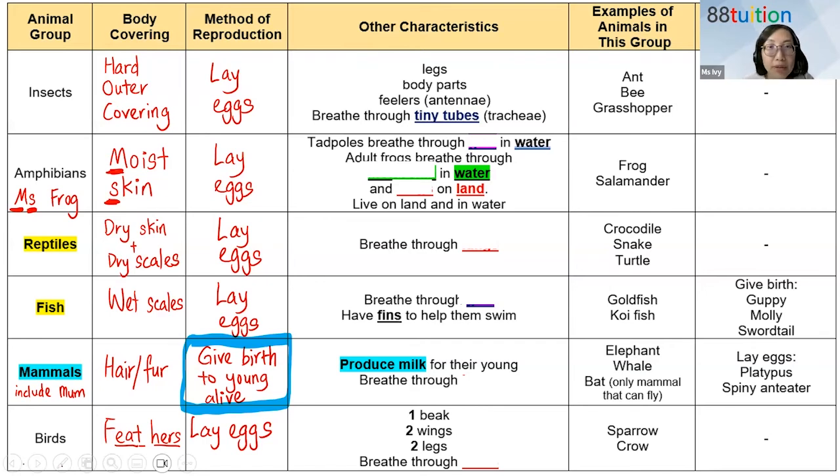Xander, are you able to unmute yourself? I can hear you already. Okay, so how do tadpoles breathe in water? Tadpoles are the young frogs. Xander, I can't hear you.